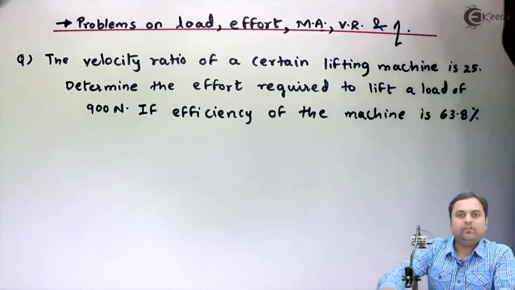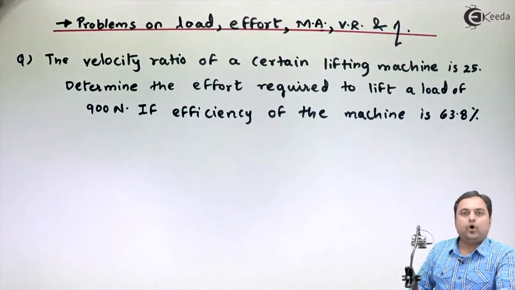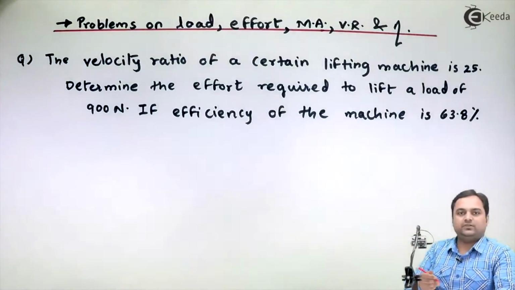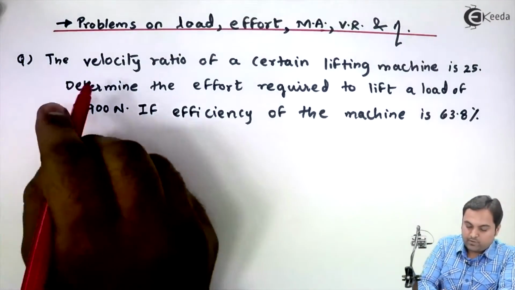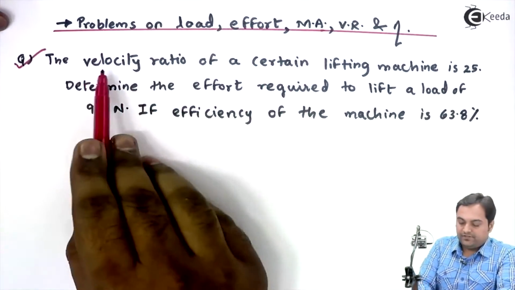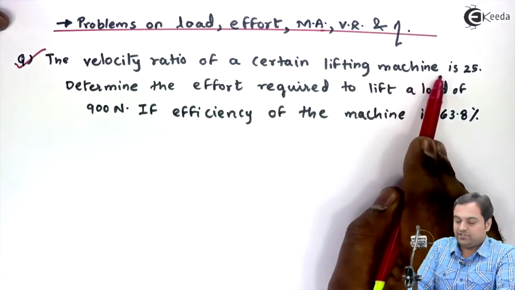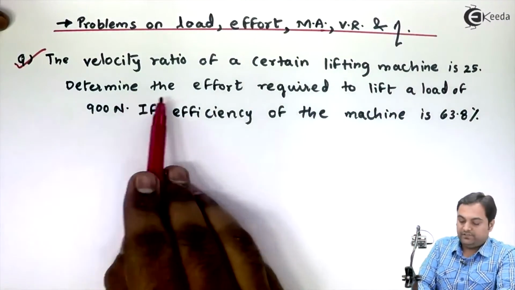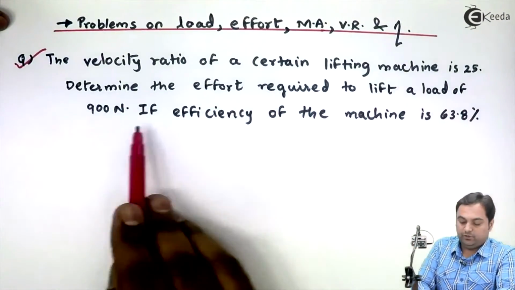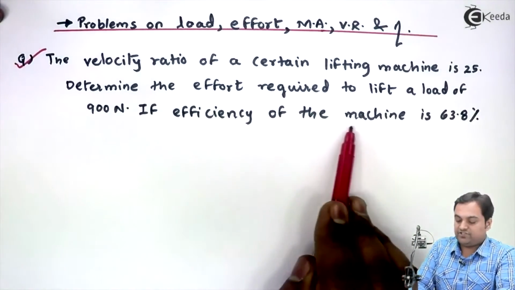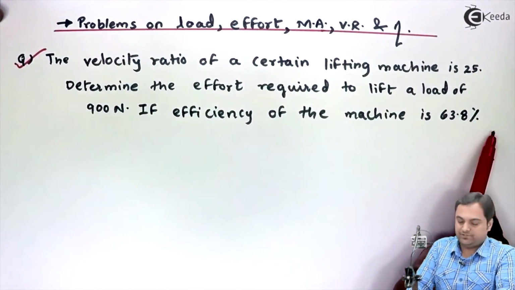In this video, we will see some basic problems on simple machines. Let us start with question number 1. Here it is given, the velocity ratio of a certain lifting machine is 25. Determine the effort required to lift a load of 900 Newton if the efficiency of the machine is 63.8%.